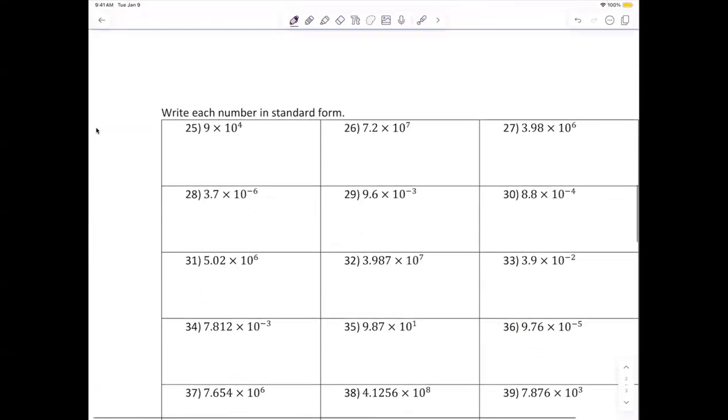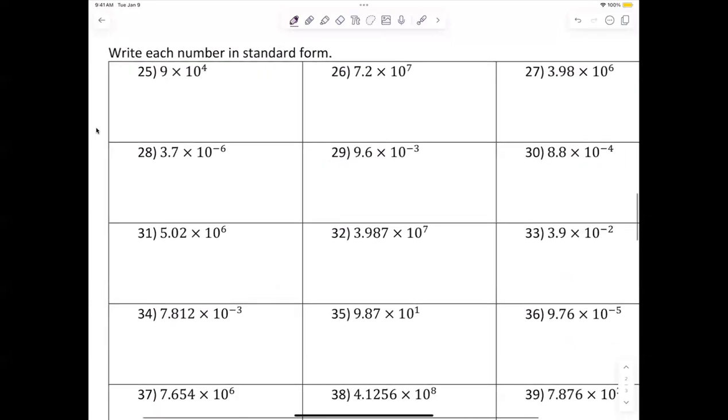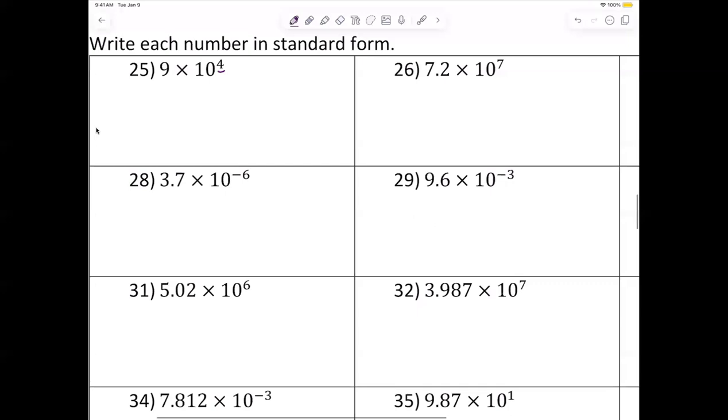All right, now I'd like everybody to scroll down to number 25. Now these numbers are written in what? Standard form. Or I'm sorry, these are written in scientific notation. I want to write them in standard form. So this right here times 10 to the 4th. What does that mean I have to do to the decimal? I need to move it what? 4 places where?